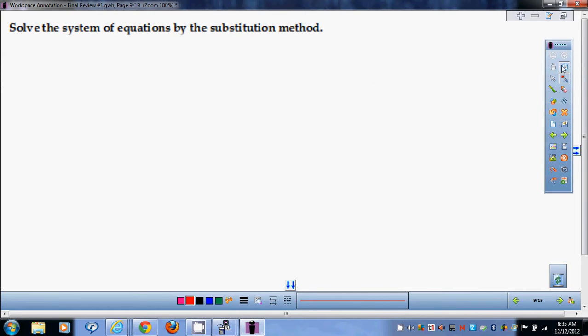Solve the system of equations by substitution. All right, let me just quickly say this before we even look at this problem. I don't care how you solve these systems. I don't care if you use substitution, elimination, matrices in your calculator. I don't care. However, I will be doing it the way it says in the directions just to keep things fresh.